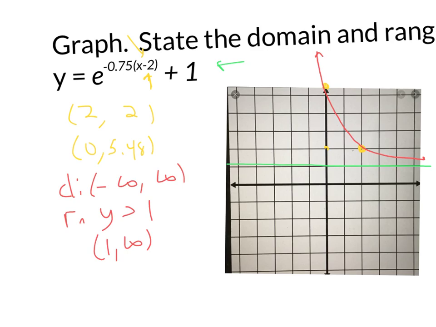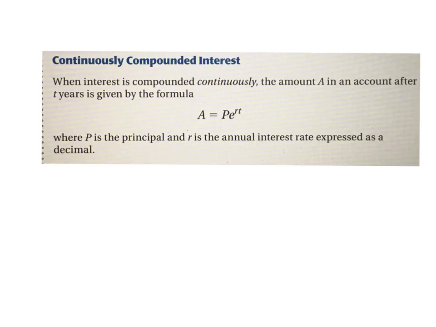Either way. Okay, another interest formula here. It says continuously compounded interest. Anytime interest is compounded continuously, and it will say that in the problem, we're going to use what's called the PERT formula. A equals P e to the RT power. P, again, stands for principal. E is e, the number e, 2.71828. R is the rate you're getting. And T is time. So same stuff as the other day, except we have e now.